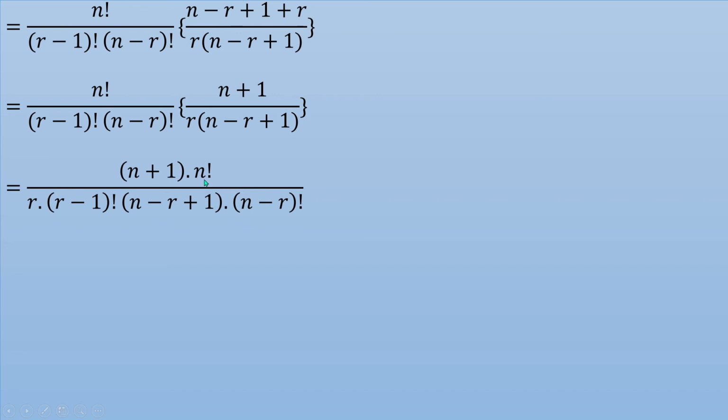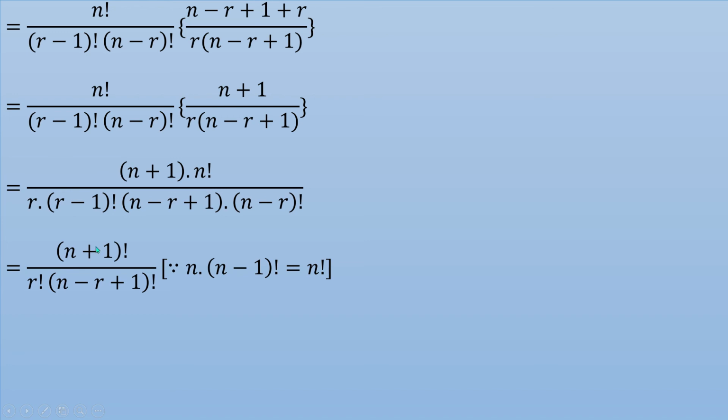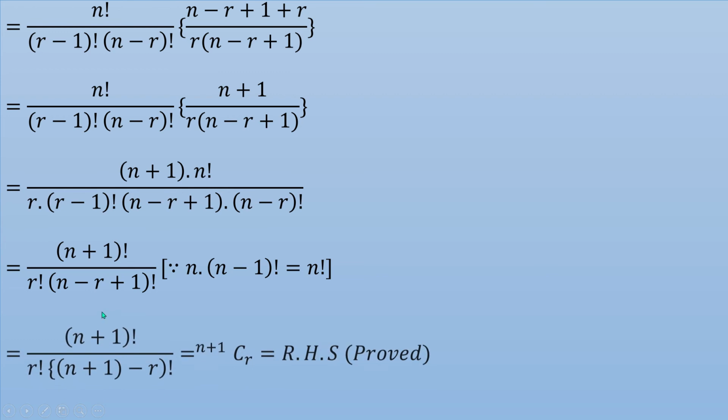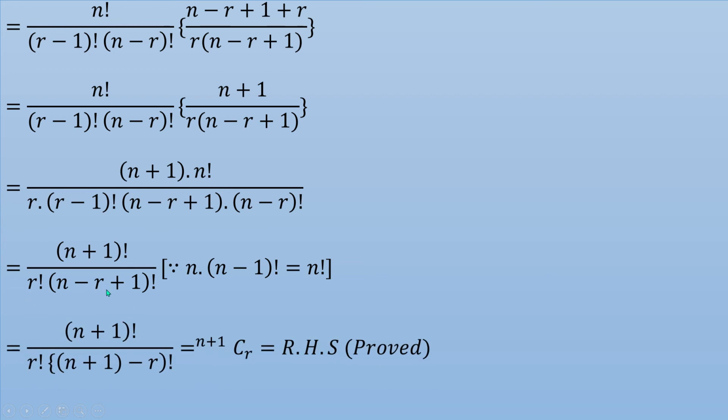This equal to, we can write n plus 1 into n factorial, and here r into r minus 1 factorial into n minus r plus 1 into n minus r factorial. And this equal to, we can write n plus 1 factorial as n into n minus 1 factorial, and here will be r factorial, and here will be n plus 1 minus r factorial. So this equal to n plus 1 factorial divided by r factorial into n plus 1 minus r factorial, that means n plus 1 CR. This is the right hand side. Proof is complete. Clear?